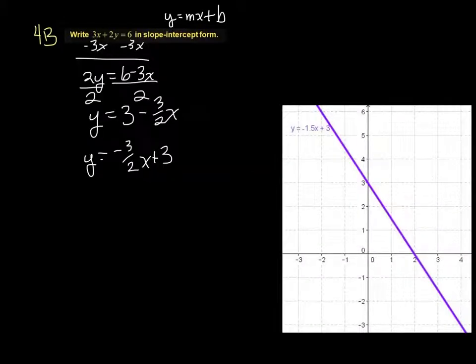If I needed to graph this line, I know it has a y-intercept at 3, and it's going down 3 and over 2 for our slope. So then I could graph the line. Very useful form, slope-intercept form.